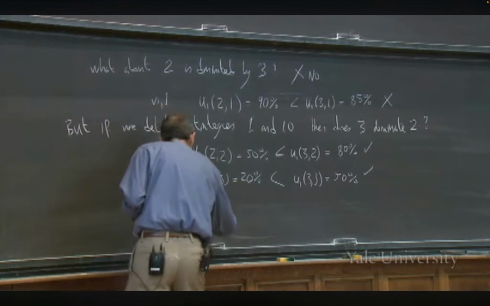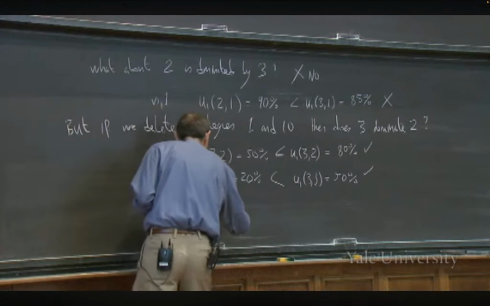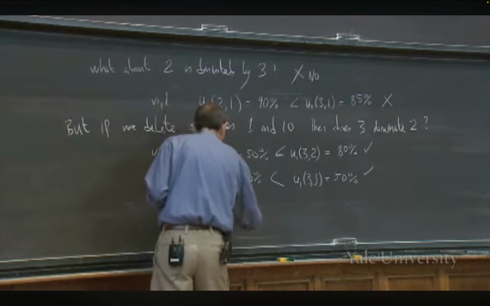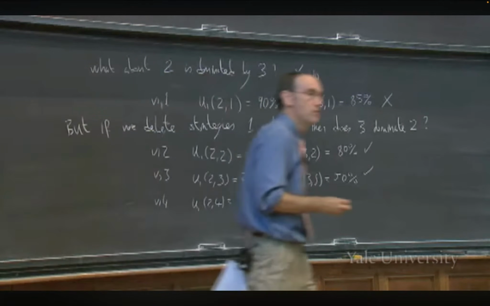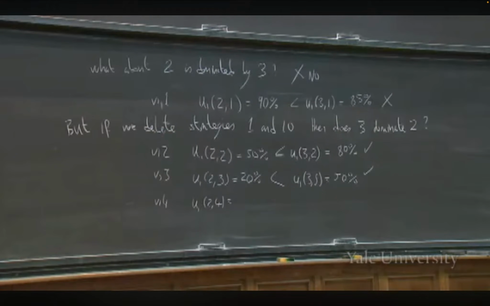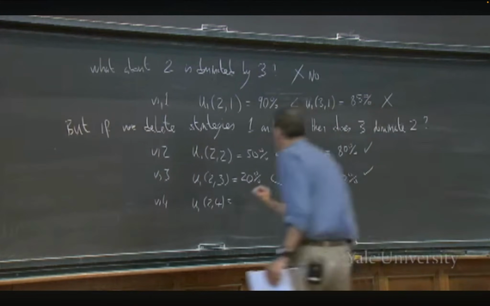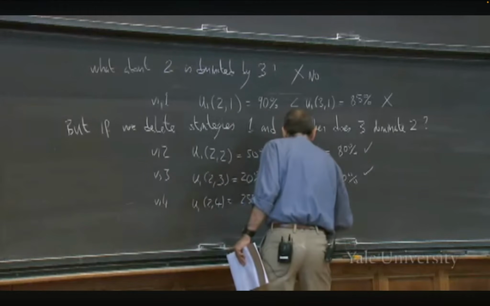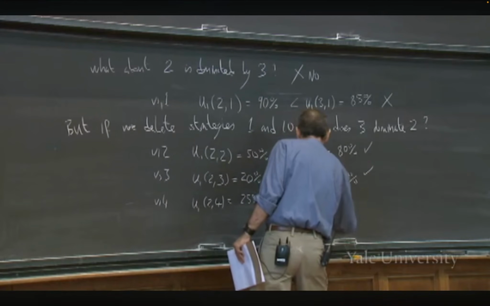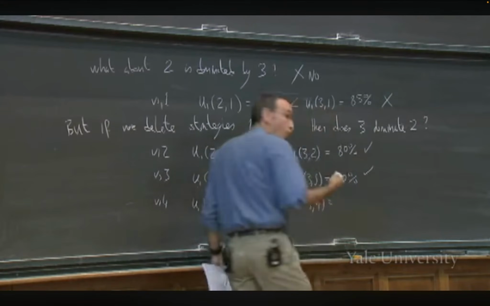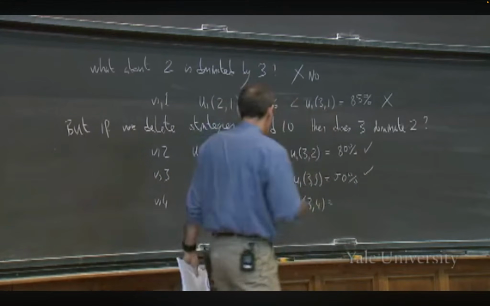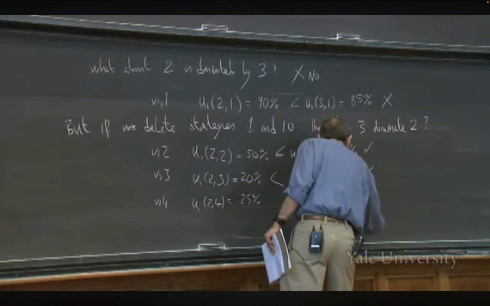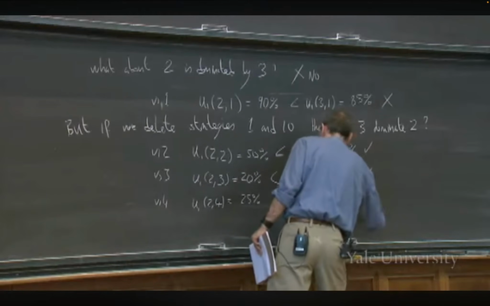Against 4, what's the payoff from choosing 2 against 4? I get all the people at 1, all the people at 2, and half the people at 3, so that's 25%. The payoff from choosing 3 against 4 is going to be all the people at 1, all the people at 2, and all the people at 3, for a total of 30%, which again is bigger.